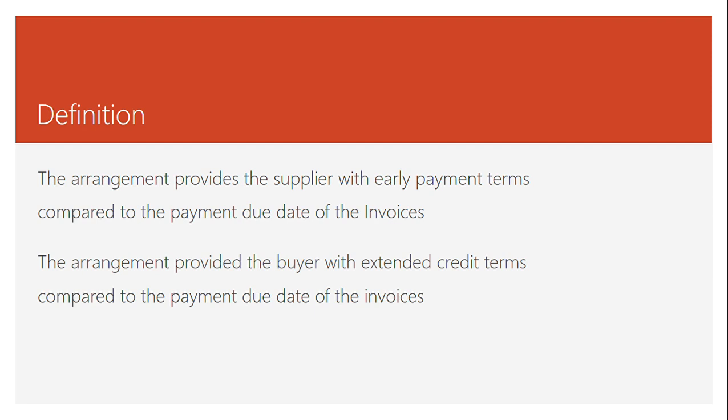Definition: the arrangement provides the supplier with early payment terms compared to the payment due dates of the invoices. So the arrangement provides the supplier with early payment terms. The arrangement provides the buyer with extended credit terms compared to the payment due date of the invoices. So it provides extended credit terms to the buyer.